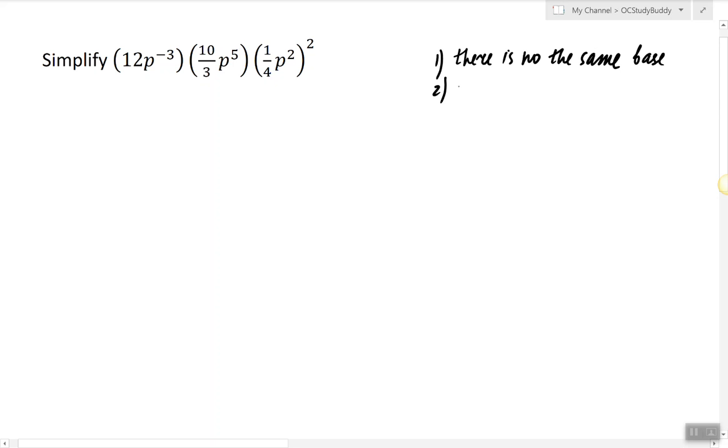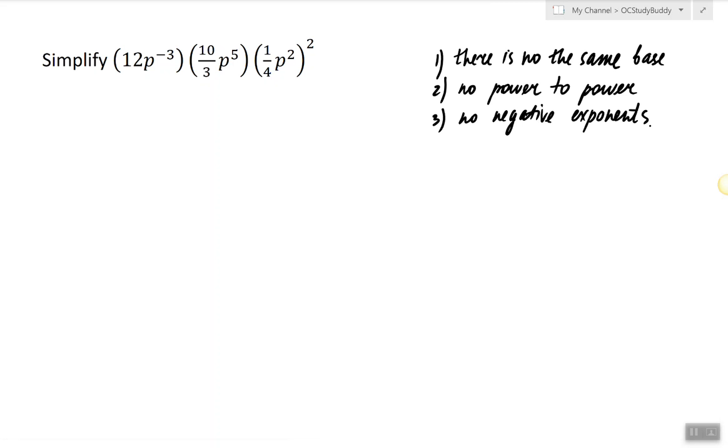Second condition is that no power to the power. And the third condition is no negative exponents. And let's take a look at the given expression, and we can see that every condition is violated. So we are going to take care of each one of these problems using the properties of exponents.